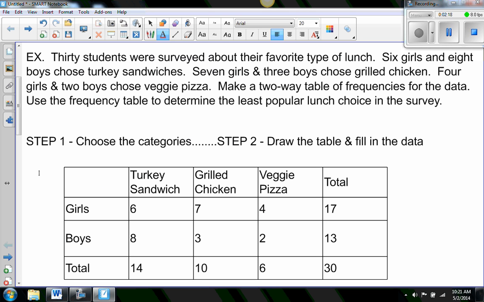So now that I have this filled in, I should be able to go back and answer the question. It says use the frequency table to determine the least popular lunch choice. Well, which one had the least amount of votes? Veggie pizza only had 6 votes. So there you go. There's the least favorite lunch.